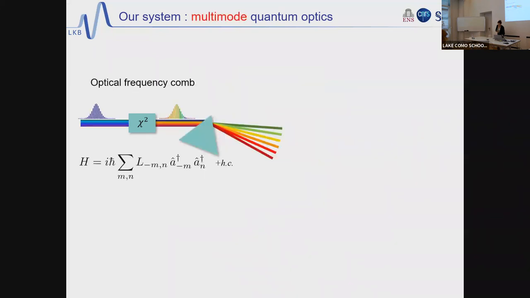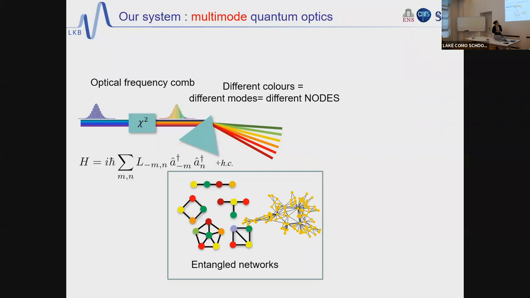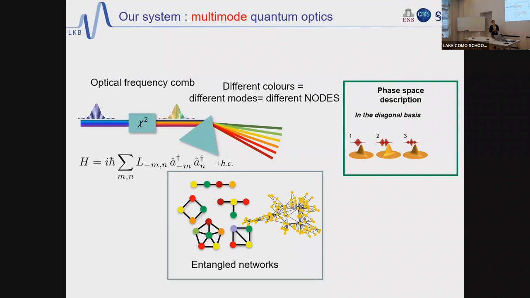In order to get many links, what we do is pump the optical process with an optical frequency comb, so again we have many different frequencies. Here is just the multimode Hamiltonian of the process. Ideally, if you spread the different colors at the output and look at the correlation between the different colors, what you get is entanglement. But you always have a particular mode basis, which for us is the Hermite-Gauss basis, in which you have a set of squeezed states of light.